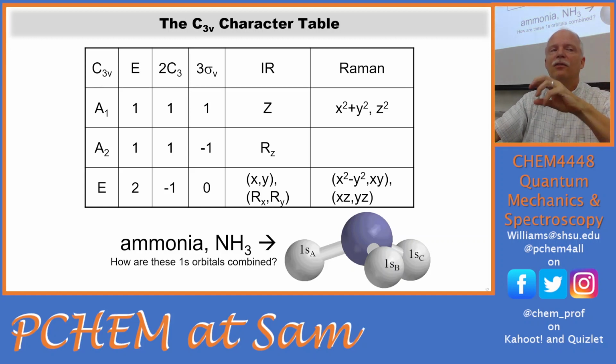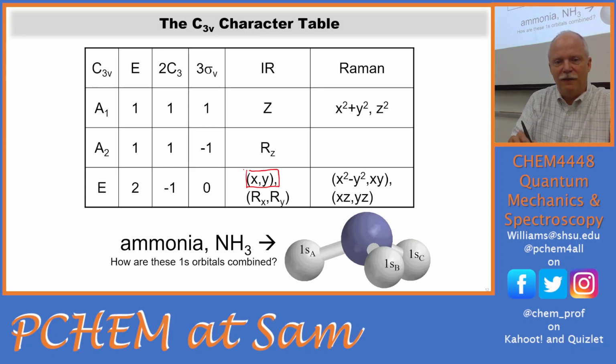Remember I said this was a threefold or symmetric top, which meant X and Y had the same moments of inertia. They had the same symmetry. So notice X and Y are coupled together. We call this their basis set has a symmetry of E. Same thing about rotation in X and rotation in Y. So this is going to change how we label things.